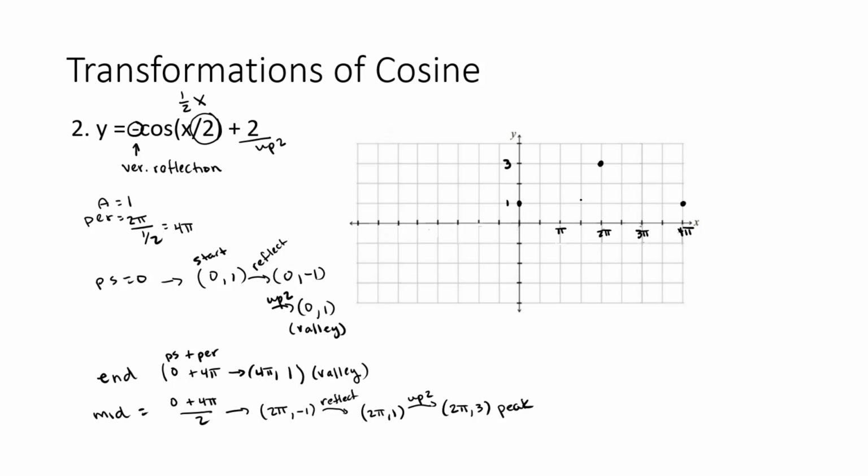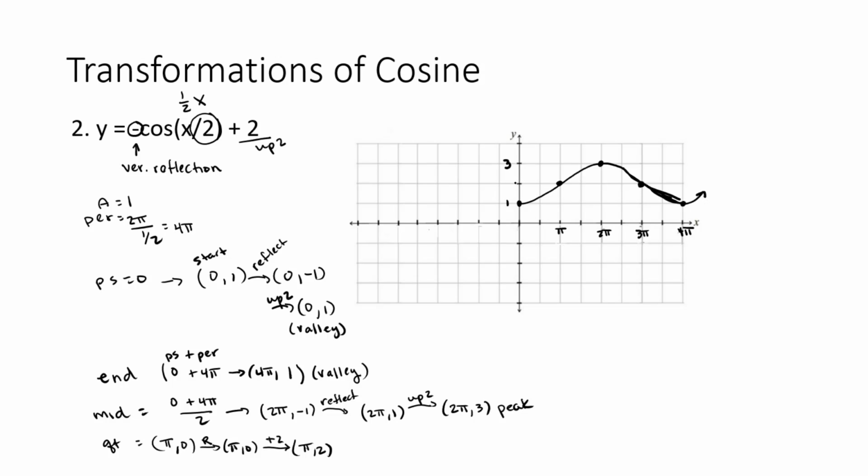And my quarter points, halfway in between there, will be at pi. And normally that's at a 0. Reflecting would keep it at 0. And then I'm going to go up 2, and now I'm at pi, 2. My other quarter point halfway between 2 pi and 4 pi will also be at 2. And then I can connect the dots. And this is a long, short wave. And again, I'll curve it back up.